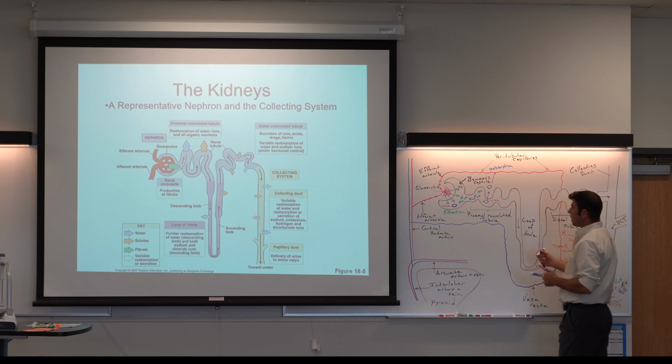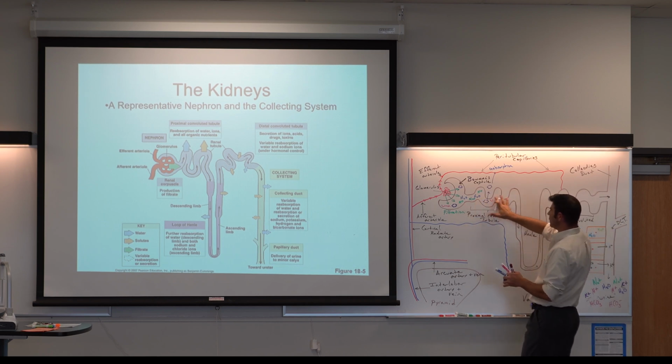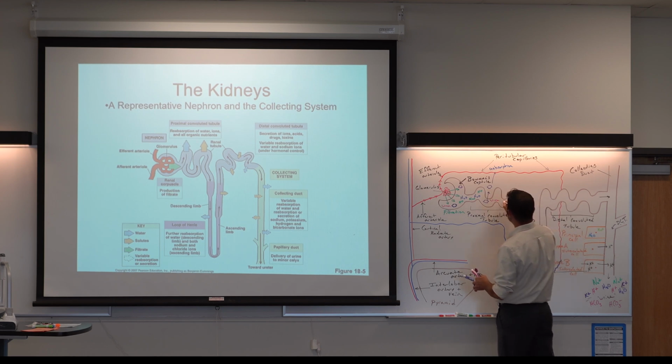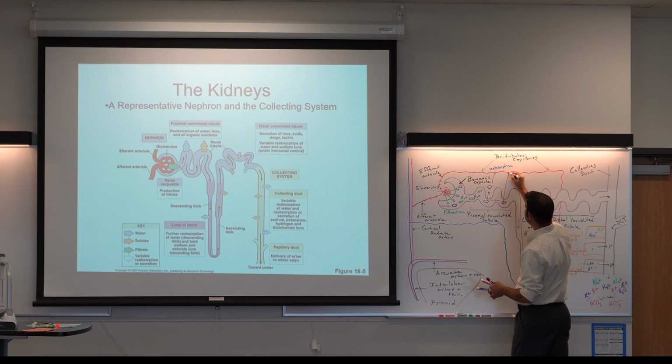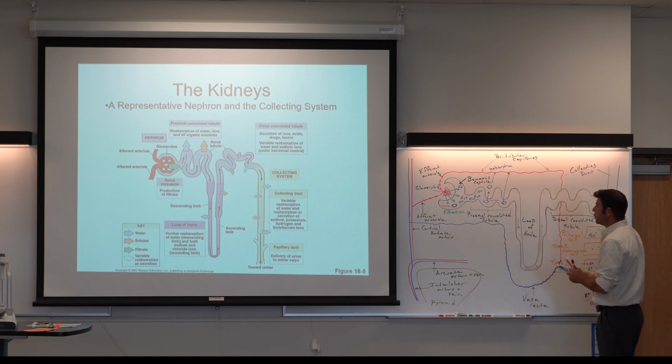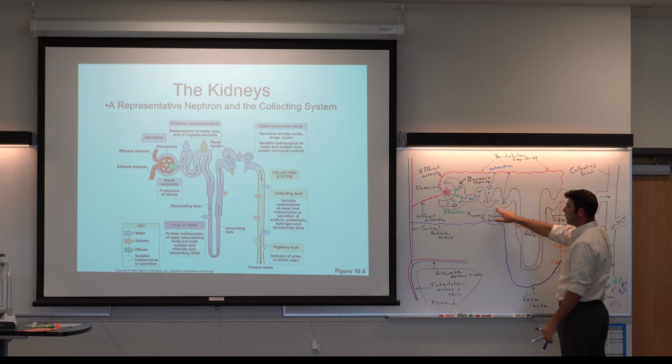So the notable thing about the proximal convoluted tubule is that by the time the filtrate makes its way through this proximal convoluted tubule, any glucose molecules that had been filtered out are all going to be picked back up by those peritubular capillaries. 100% of glucose is going to get reclaimed in nephrons that are working properly.